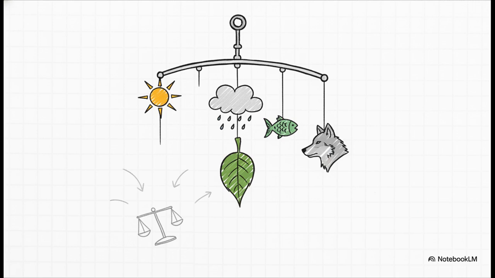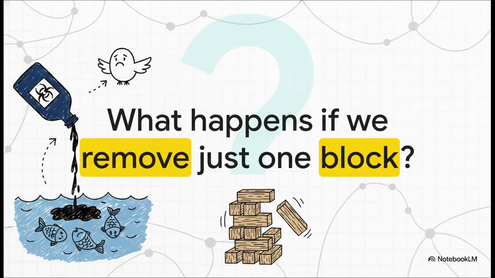If one single species disappears or changes, maybe a severe drought takes out the grass or an illness removes the top predator, the entire system is affected. A healthy ecosystem naturally maintains a very careful balance and supports a massive variety of life, but it absolutely relies on every single piece doing its job exactly right. Which brings up a really serious question. What actually happens to the balance if we remove just one block?